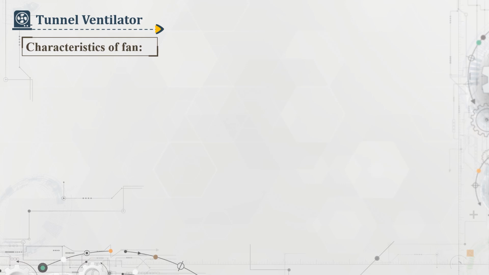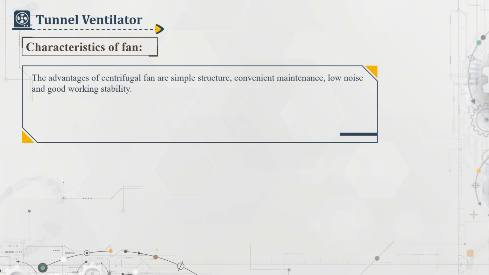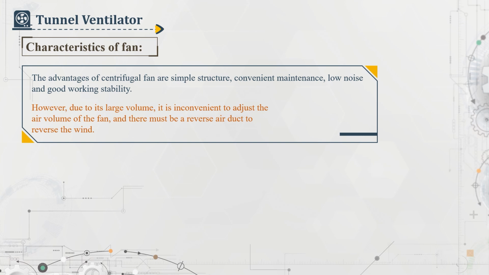Characteristics of fan. 1. The advantage of centrifugal fan are simple structure, convenient maintenance, low noise, and good working stability. However, due to its large volume, it is inconvenient to adjust the air volume of the fan, and there must be a reverse air duct to reverse the wind.